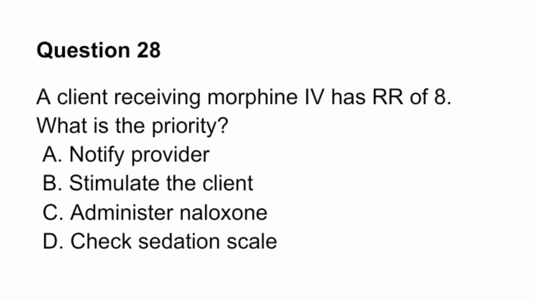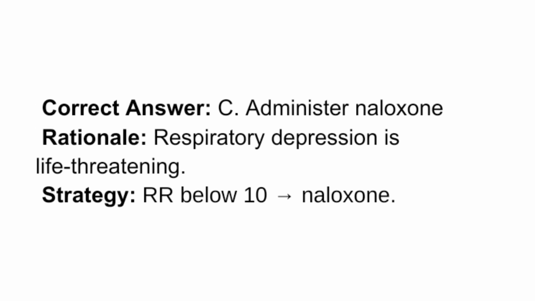Question 28. A client receiving morphine IV has RR of 8. What is the priority? A. Notify provider. B. Stimulate the client. C. Administer naloxone. D. Check sedation scale. Correct answer, C. Administer naloxone. Rationale: respiratory depression is life-threatening. Strategy: RR below 10, naloxone.